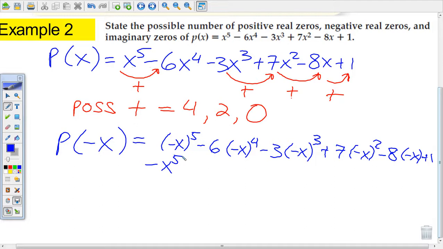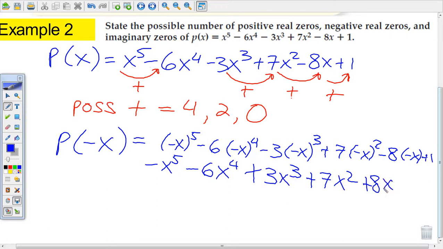How about the even degree? Because I'm finding p of negative x, so I can find the negative possible zeros. If it's negative x to the fourth, it's going to become positive, which keeps it at negative 6x to the fourth. See how the even degree didn't change when I entered the negative in? Now this one's odd, so what's that going to do to the sign? It's going to change it to positive. And how about this odd or even degree, the squared? Well, that's going to keep it the same. And then the odd degree here is going to change, plus 8x plus 1.